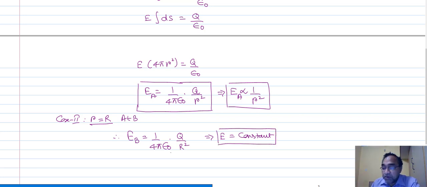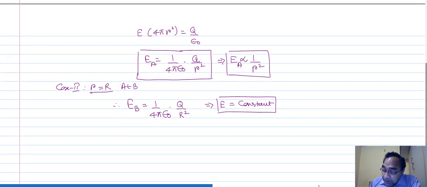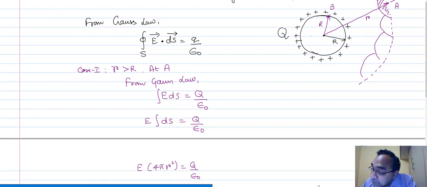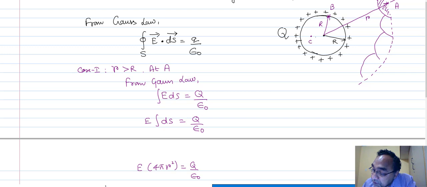How much is that constant? 1 by 4 pi epsilon naught, which is k, q by r square. Now the third case is there, which is very, very important. r less than R, that I will label as C. Where is that point? That point is within the sphere. This is C.